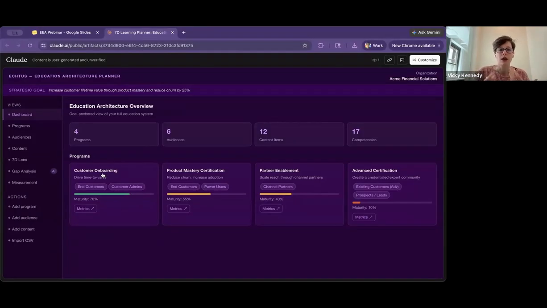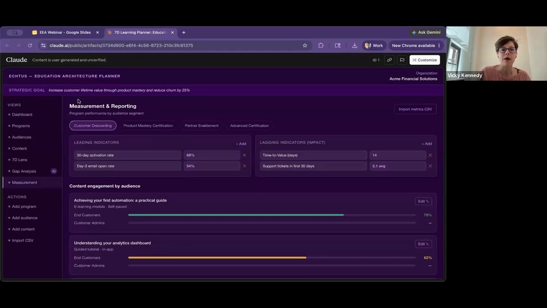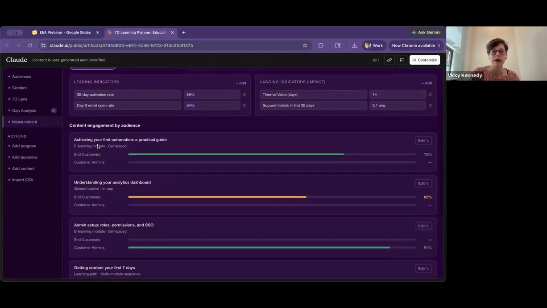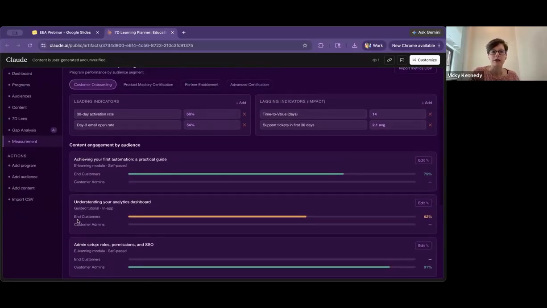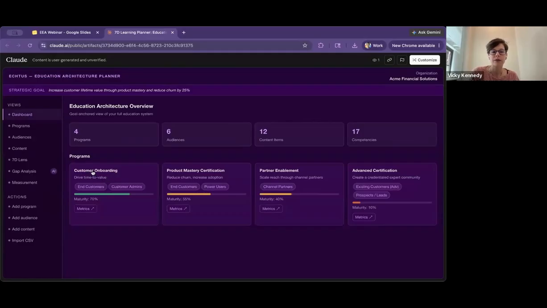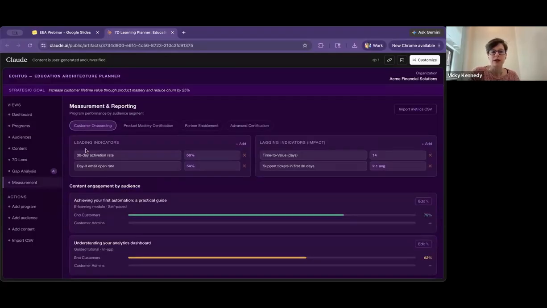Say we have a customer onboarding program. I could look at this from the program perspective: I have an onboarding program, a certification program, and a partner enablement program. I can click into this and see how that particular program is performing. What I have here are the different capabilities that I'm driving for this audience. For customer onboarding, I can see that I'm training my end customers and customer admins. I'm looking at leading indicators like 30-day activation rate, and lagging indicators like time to value.